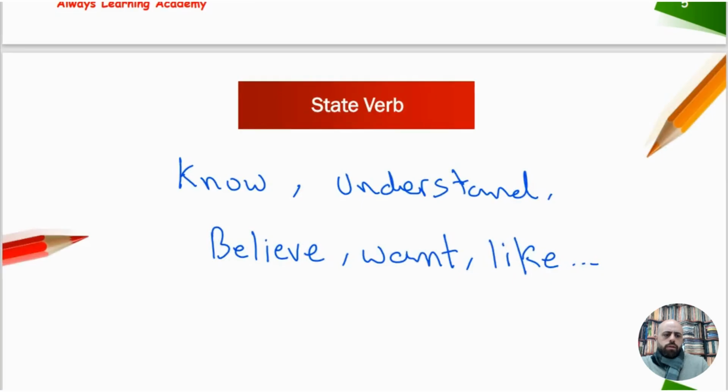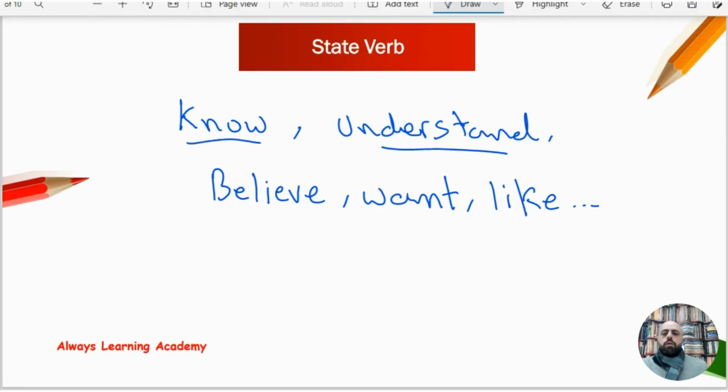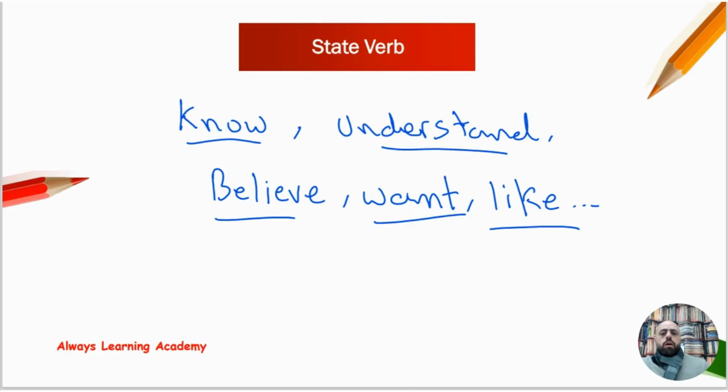Now, another note here about state verbs. Some verbs in English do not come with ing. For example, the verbs know, understand, believe, want, like, love, and there are some other verbs. Those we call state verbs. So we cannot say he is wanting to study English, for example, or she is understanding well. No, these verbs never come with ing.